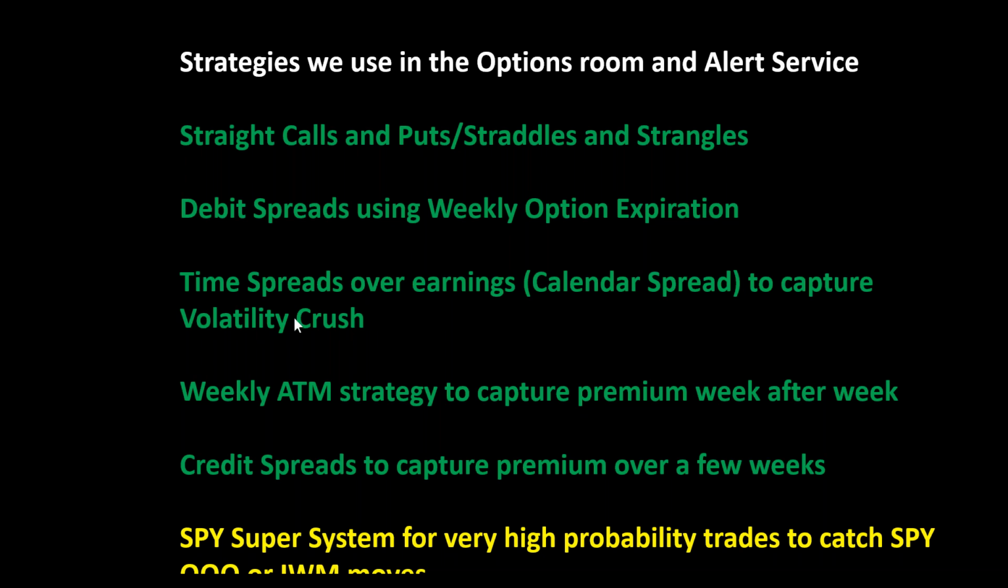Time spreads over earnings. This is how we capture volatility crush when earnings come out. Before earnings, the market makers jack up the price of the options and make them very expensive because they don't know which way it's going to go or how far. This strategy is meant to capture the crush in volatility, when the options are repriced after earnings and the market makers peel the extra premium out. We sell this week's calls and buy next week's calls, and we capture the volatility difference and the difference in time decay.